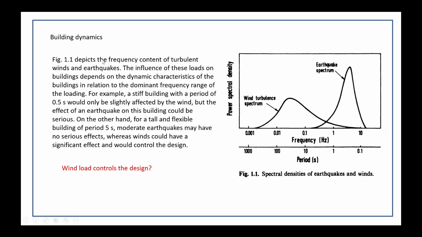Now, for the frequency, with turbulent wind and earthquakes, the influence on the building depends on the dynamic characteristic of the building in relation to the dominant frequency range of the loadings. For example, a stiff building with a period of 0.5 seconds would only be slightly affected by the wind, but the effect of the earthquake on this building could be serious. So it also depends on your structure, soft structure or stiff structure.